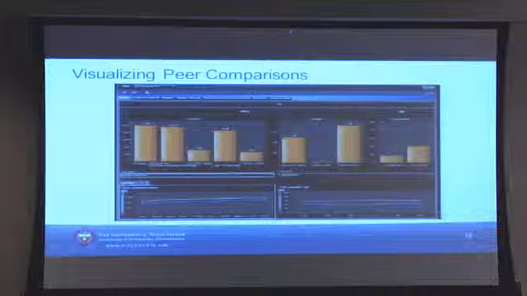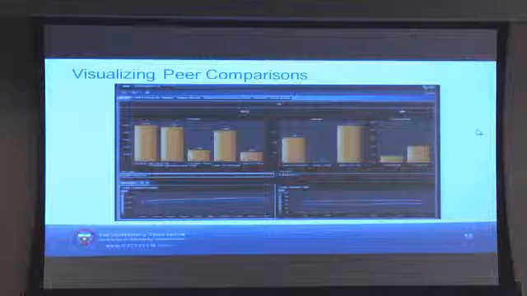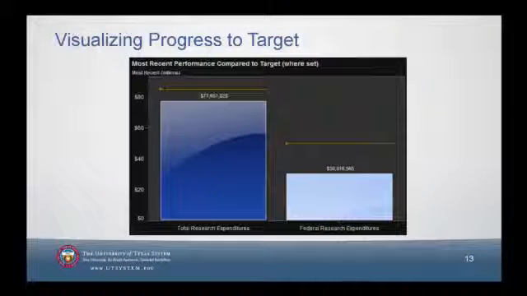But this is the type of work that we're doing with data visualization, and this is all free and open to the public. Okay, now this is a very, very simple visualization. And the point I want to make here is that you can represent a really complex idea very, very simply.